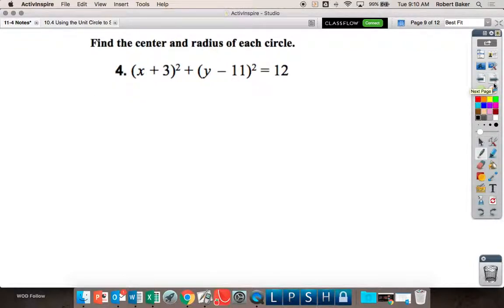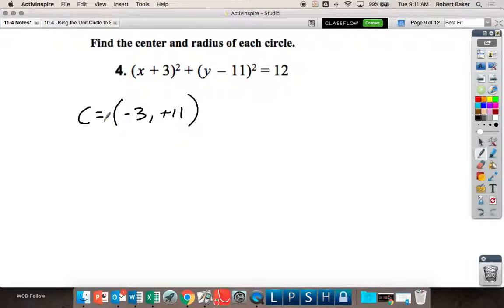All right, let's try it again. It says the center is at positive 3, negative 11, but where is it really? Negative 3, positive 11. Insiders are lying to you. That's the center. Negative 3, positive 11.